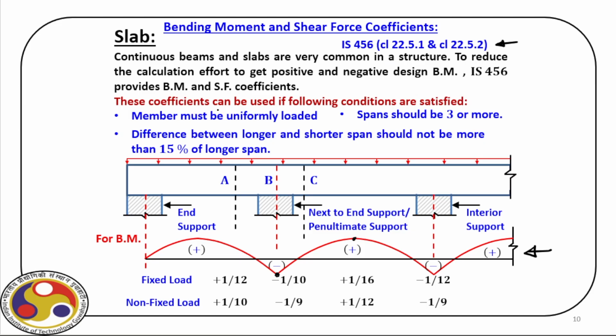These coefficients can be used if the following conditions are satisfied. Member must be uniformly loaded. Then the number of spans should be 3 or more. Then the difference between longer and shorter span should not be more than 15% of the longer span. Now, when we evaluate these coefficients from the given table, first we need to find out the dimensions of the slab, that is Lx and Ly. Remember, these are the effective dimensions.